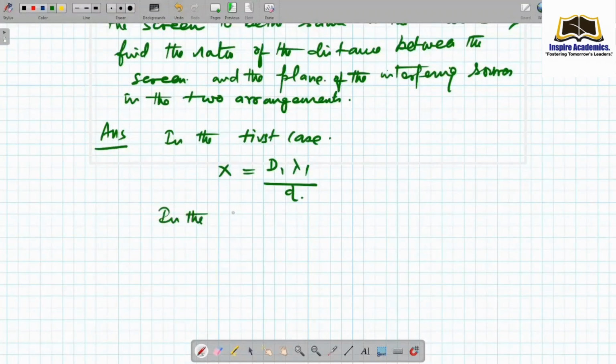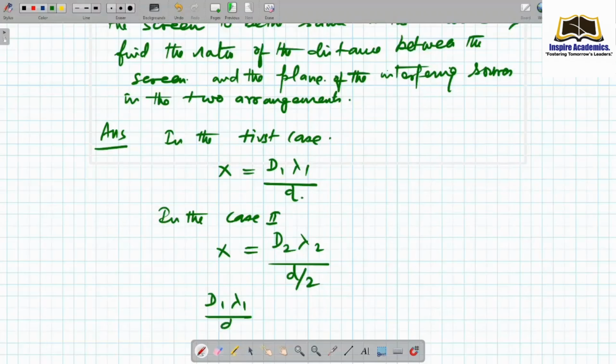In case 2, x does not change, but D1 becomes D2, lambda becomes lambda 2, and small d has become half as per the question, halved is written. So if we equate the two, we would get D1 lambda 1 upon small d is D2 lambda 2, or rather twice upon d.